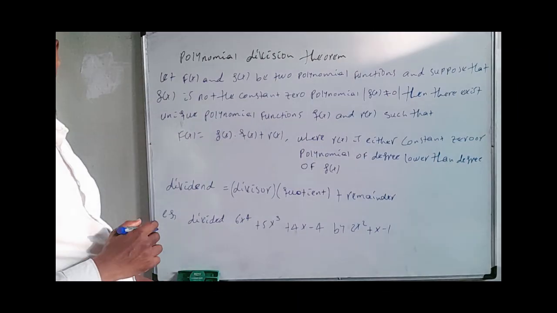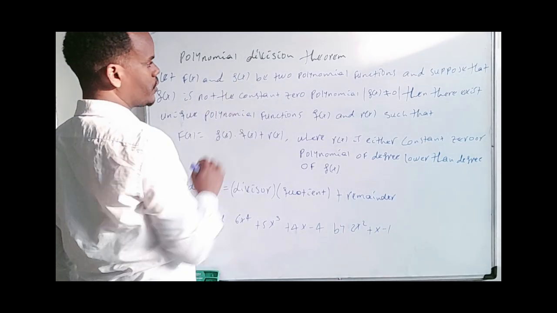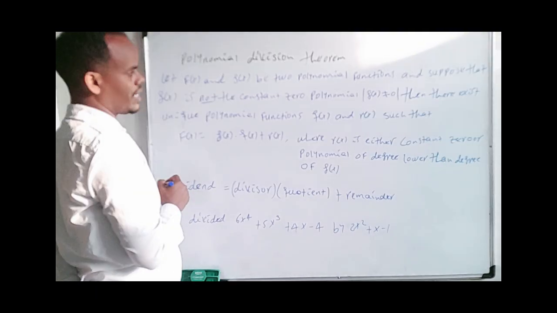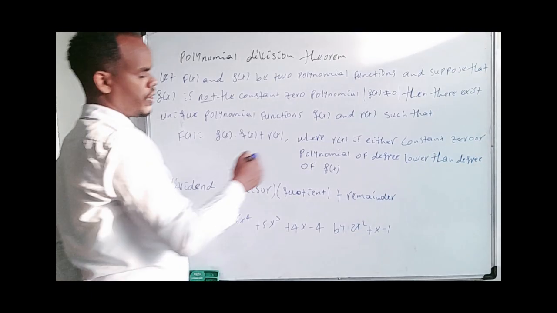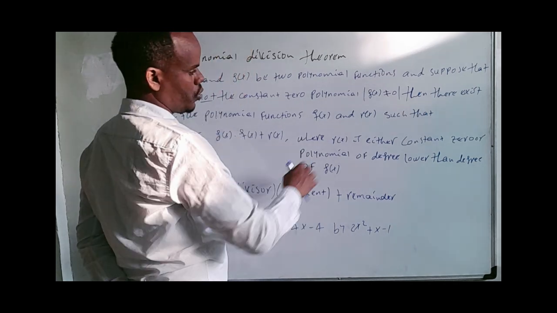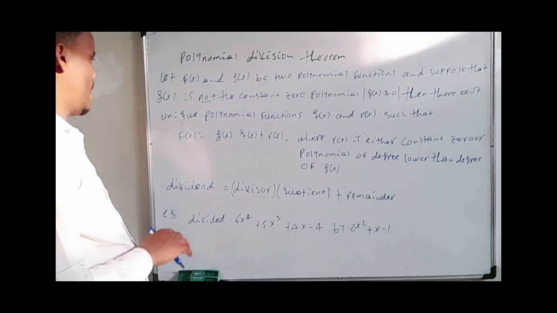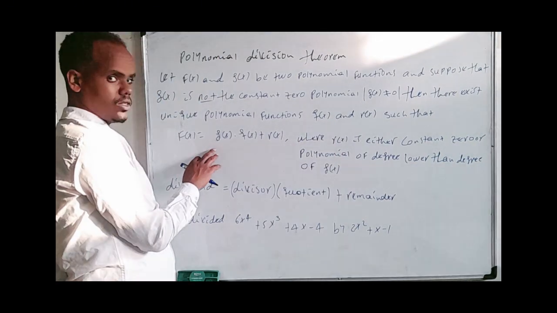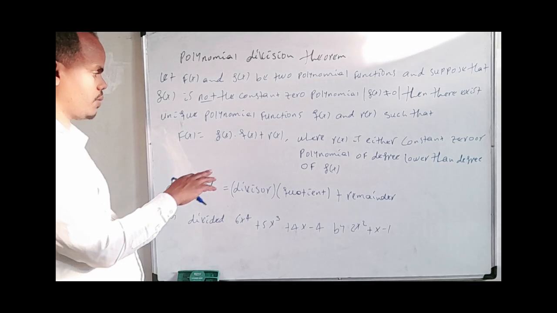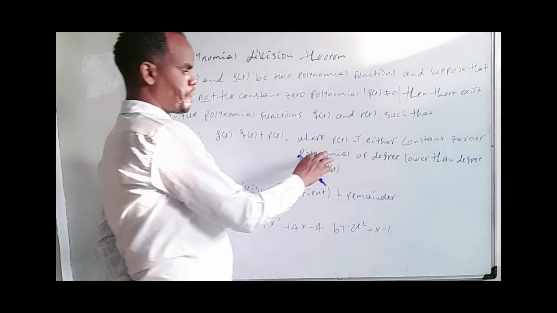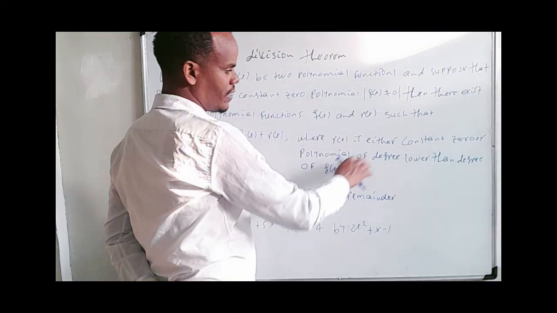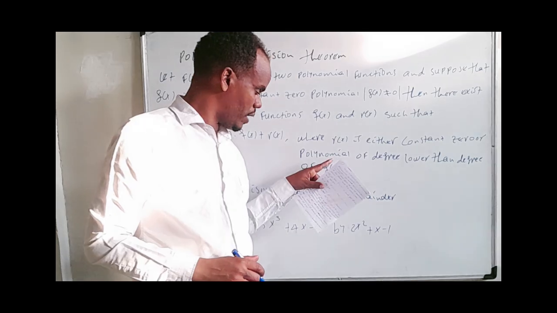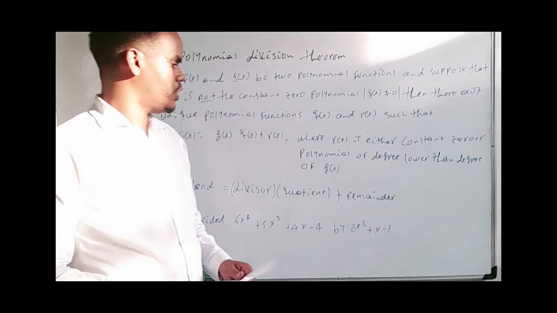Let f of x and g of x be two polynomial functions, and suppose that g of x is not the constant zero polynomial function, that is, g of x is different from 0. Then there exist unique polynomial functions q of x and r of x such that f of x equals g of x times q of x plus r of x, where r of x is either the constant 0 or a polynomial function of degree lower than the degree of g of x.